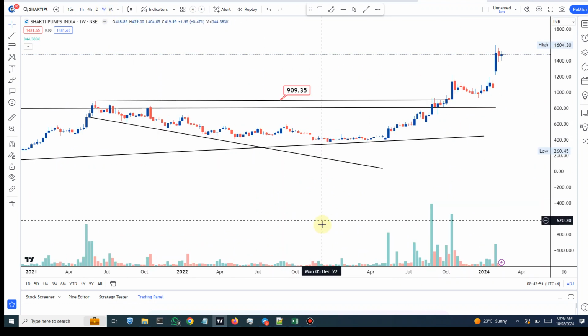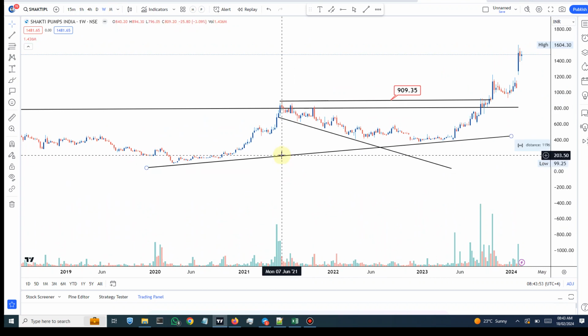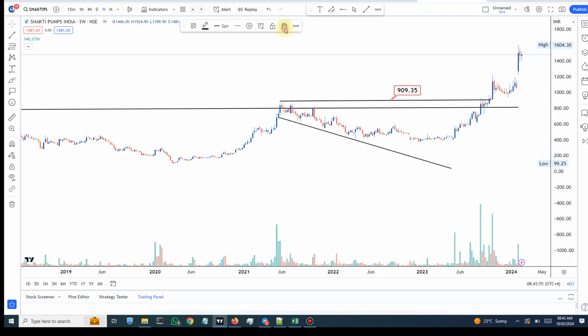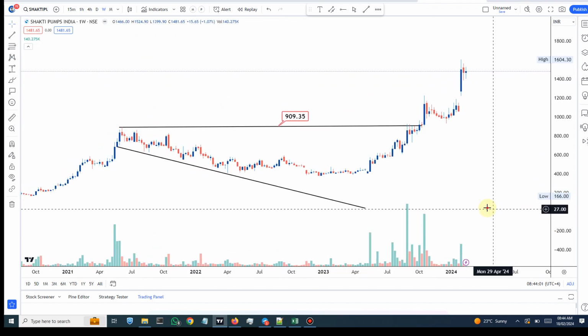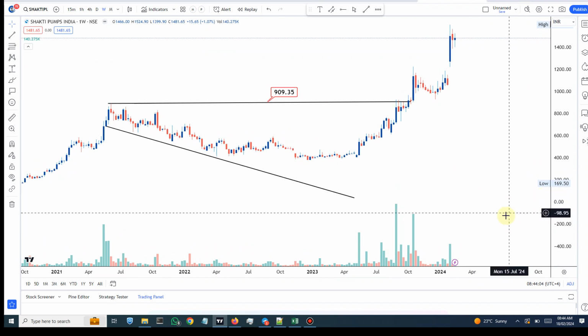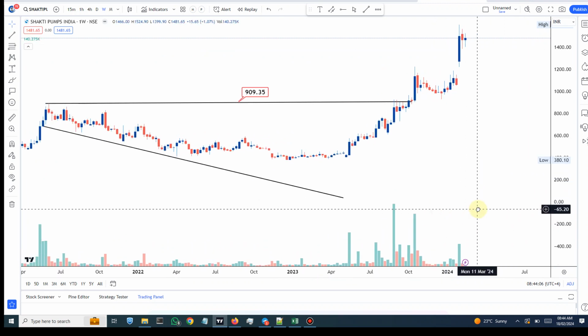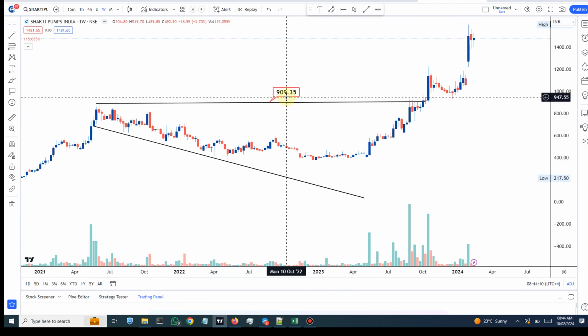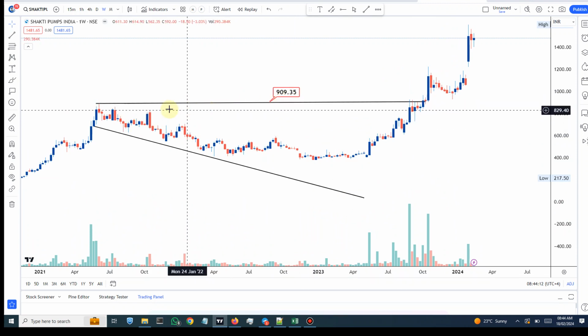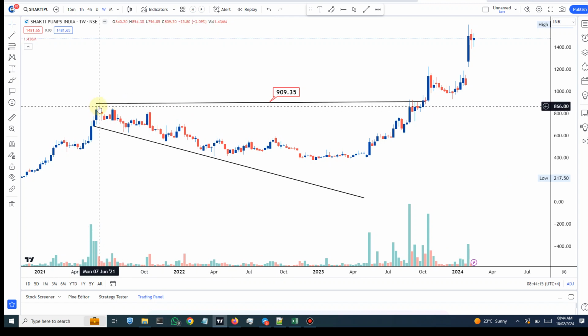Now let's move on to the weekly chart, and let's try to understand what happened on a weekly chart basis. On a monthly chart basis, we saw that there was an ascending triangle pattern which was broken on the upside, but on the weekly chart, what do we see? We see a formation of an expanding triangle pattern. So this 909 level was the resistance which was troubling the stock. The stock made a high. It was the all-time high of the stock of 909 rupees, and that high was made in June 2021.